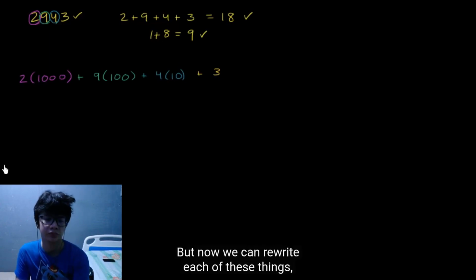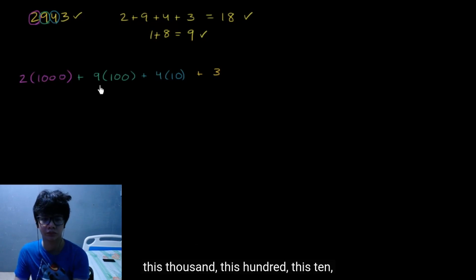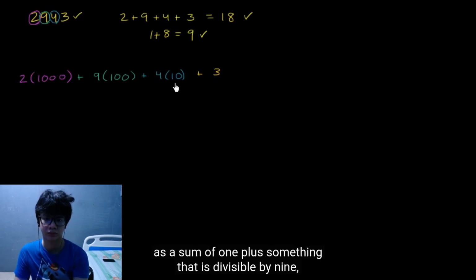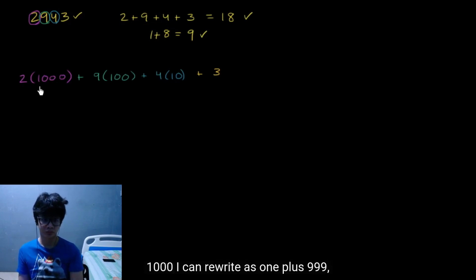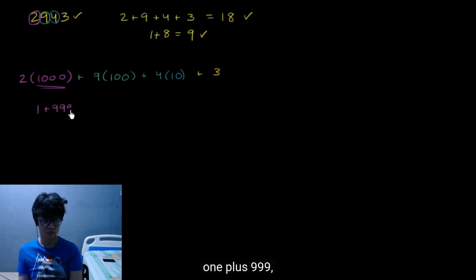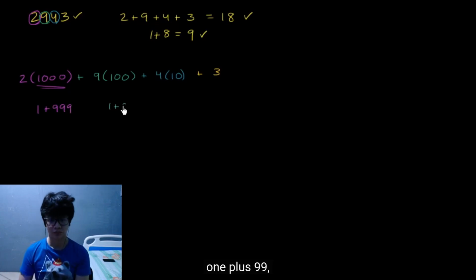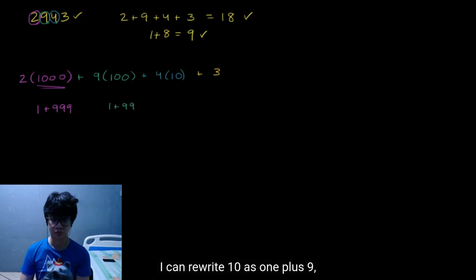2,943. But now we can rewrite each of these things, this 1,000, this 100, this 10, as the sum of 1 plus something that is divisible by 9. So 1,000 I can rewrite as 1 plus 999. I can rewrite 100 as 1 plus 99. I can rewrite 10 as 1 plus 9.